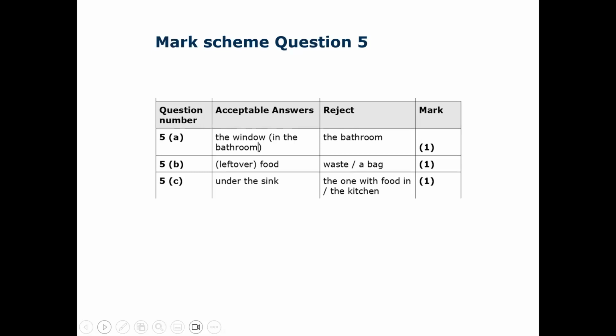And you see the mark scheme, and that acceptable answers bit is kind of interesting, really. What does she need to open? The window. What's in the bag? Food. Where is the cupboard? Under the sink. And that gives you an example of what examiners are looking to give marks for there.